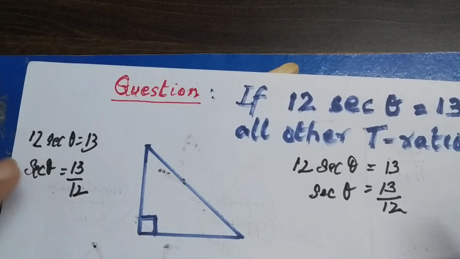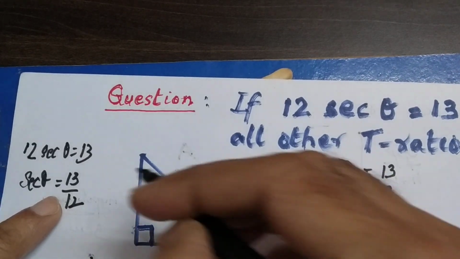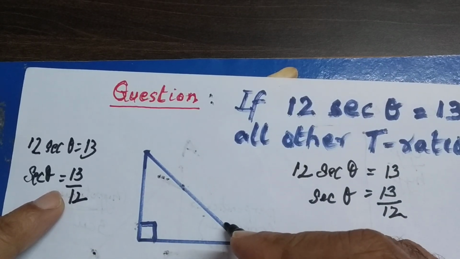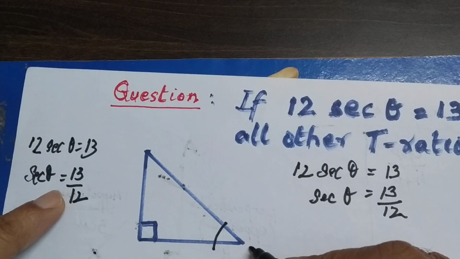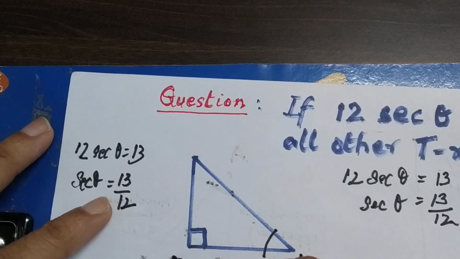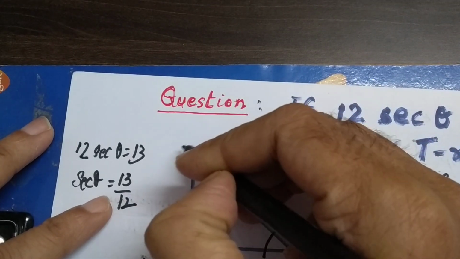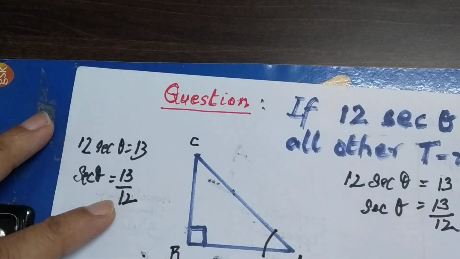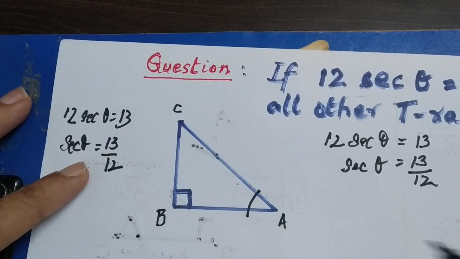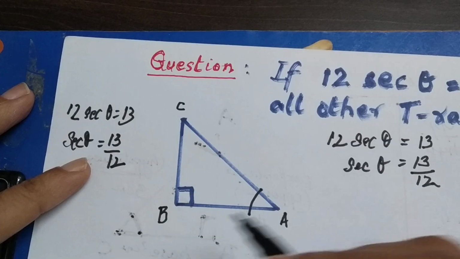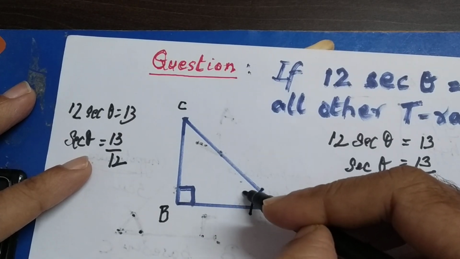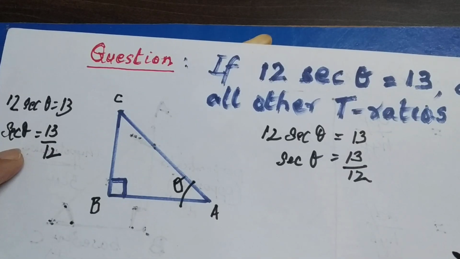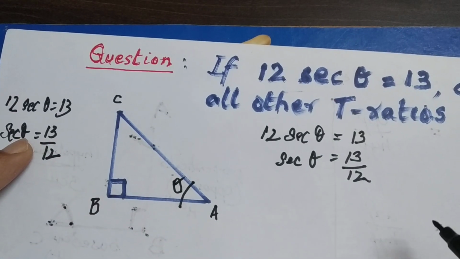Now, naming, this is theta, so you can take theta either here or here. I prefer to take theta here. I prefer to call this A, B, and C. It's up to you to decide where you want to start from. Okay, so I have A, B and C. B is the right angle. This is theta, what I'm going to consider here, right? Let's say sec theta is equal to 13 by 12.